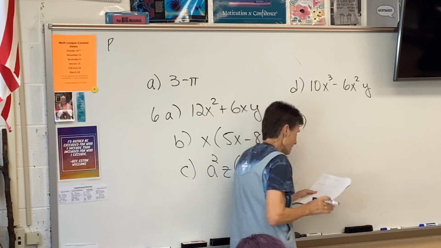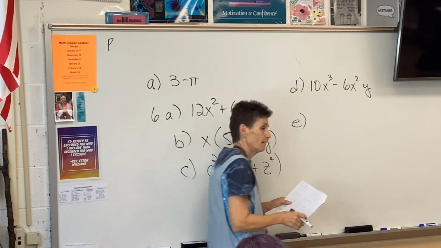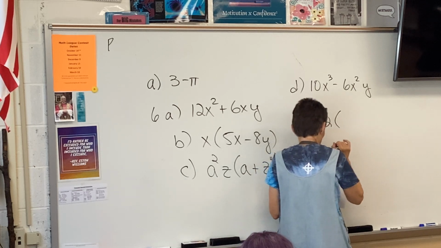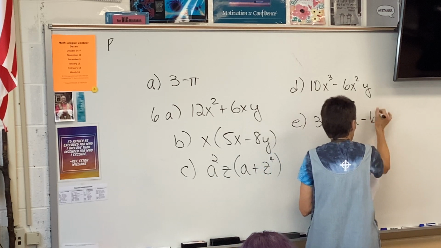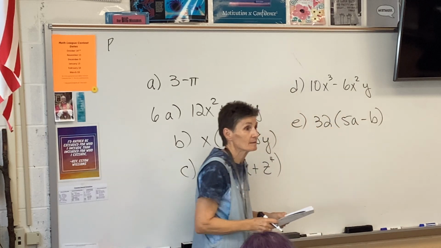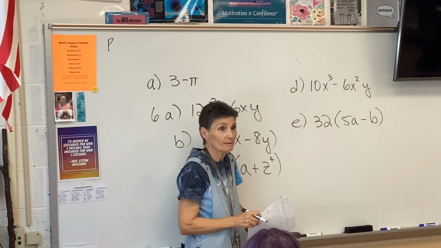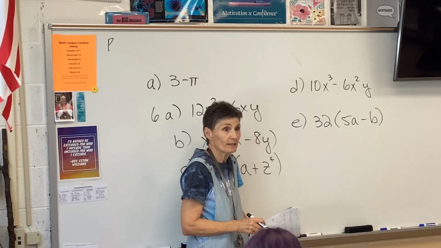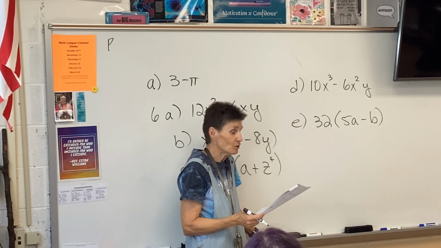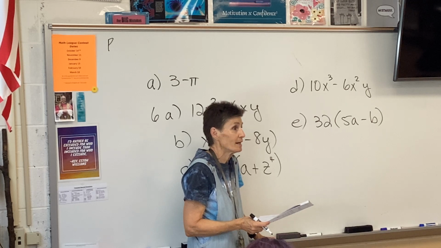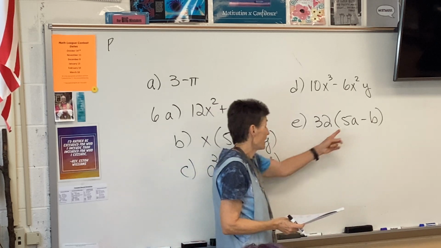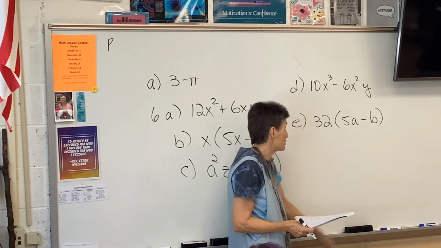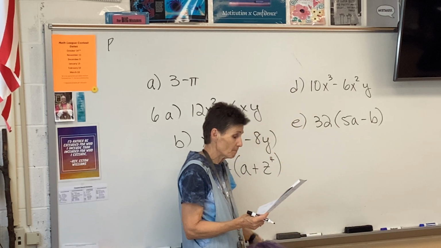Anybody get an answer to E? That's got some big numbers in it. Trey? I got 32 parentheses 5a minus b. Wow, what do you think, guys? I think he's right. I'm going to trust him on this one. Now, I don't know if he used his handy calculator, maybe he didn't need it, but if we do 160 divided by 32, it goes in evenly 5 times, so we can take out that 32. He's good. Good job.